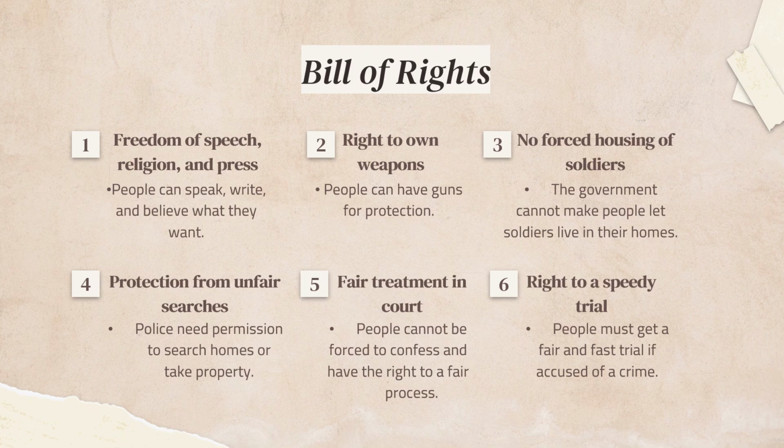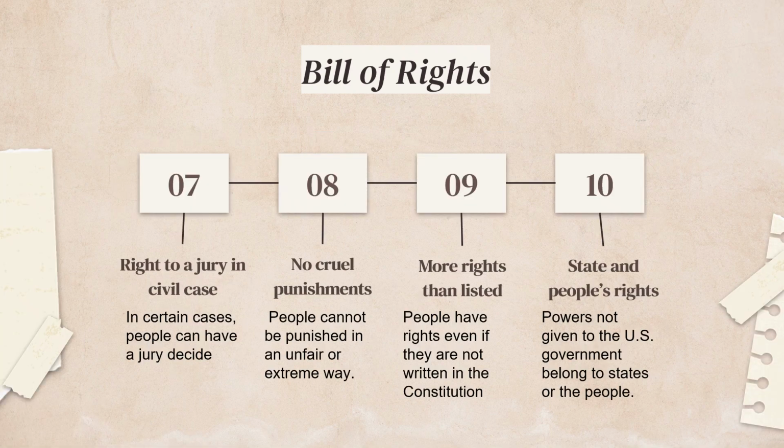Right to a speedy trial. People must get a fair and fast trial if accused of a crime. Right to a jury in civil cases. In certain cases, people can have a jury decide. No cruel punishments. People cannot be punished in an unfair or extreme way.